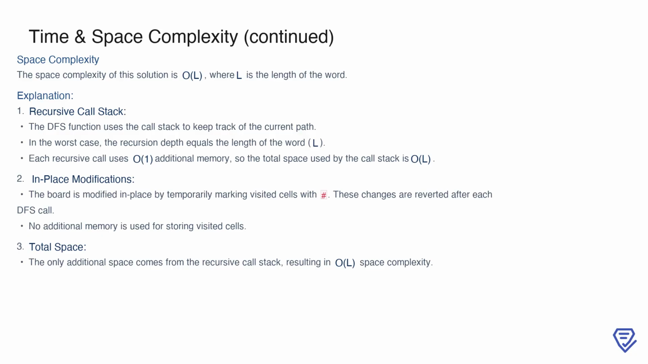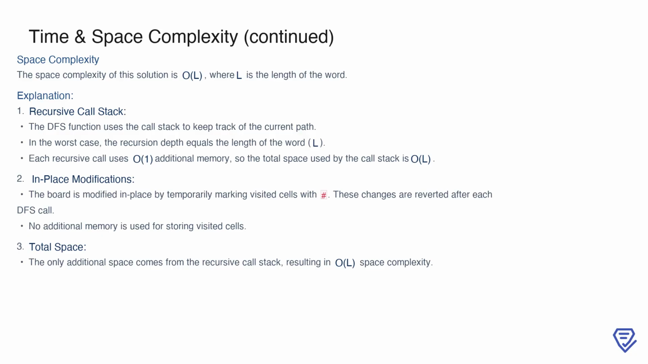This is primarily due to the recursive call stack used during the DFS process. Each recursive call corresponds to one step in the path being explored, and in the worst case, the depth of recursion equals the length of the word. Since each recursive call takes O(1) additional memory, the total space contribution from the call stack is O(L).